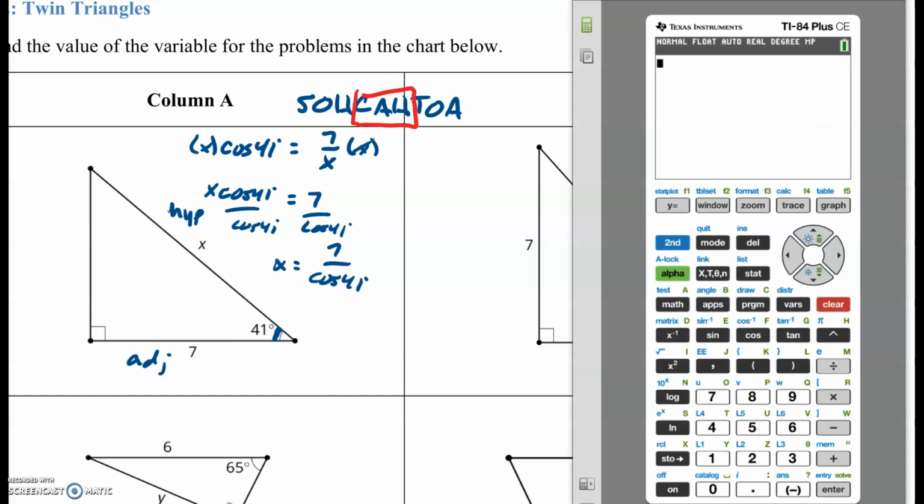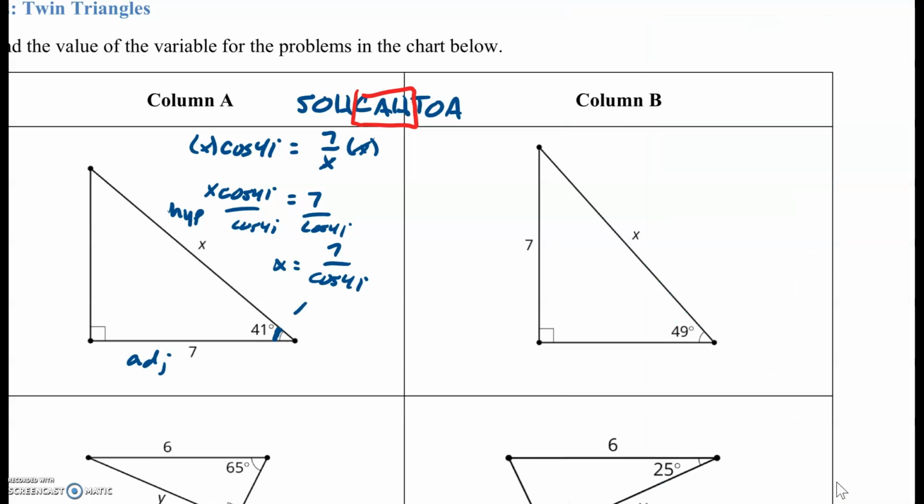Now I go to my calculator and calculate 7 divided by cosine 41, and I get a value of 9.28.